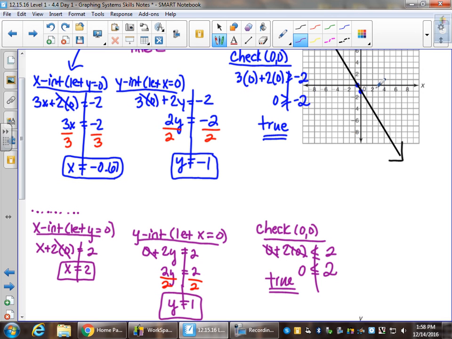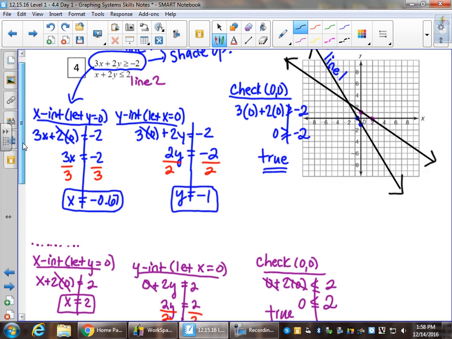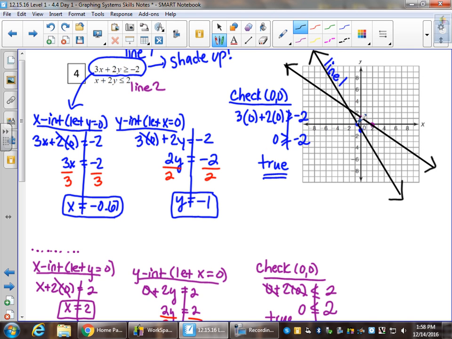On my graph, I'm going to plot x equals 2, y equals 1. Very carefully use my straight edge. Based on the inequality sign, I know it will be a solid line. And when I checked 0, 0, that came out true. So mentally try to ignore this line 1. Here's 0, 0, which means I'm shading. Here's 0, 0. So for this line, I'm shading down because I'm shading the side 0, 0 is on. So I'm going to write shade down or below. And this is line 2.